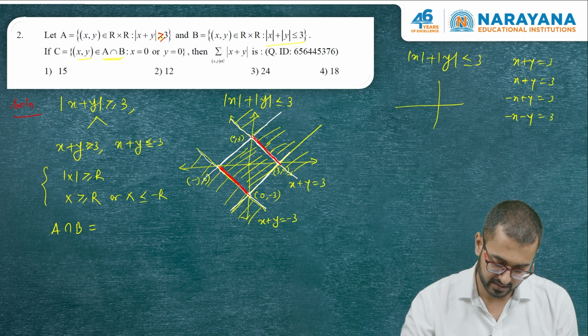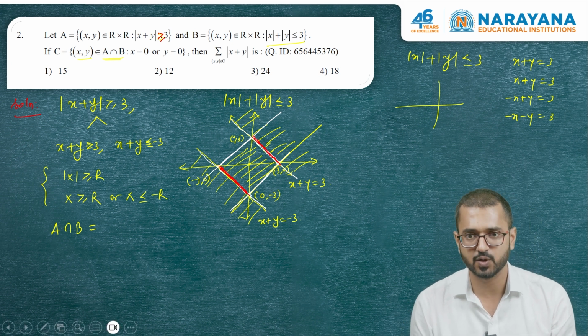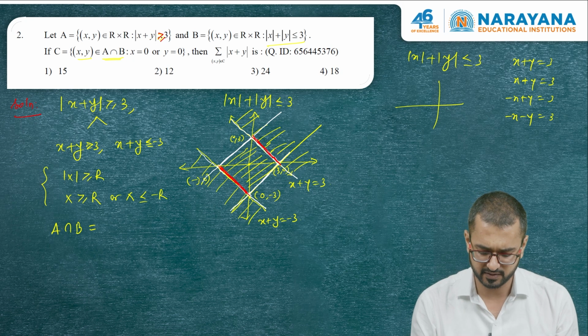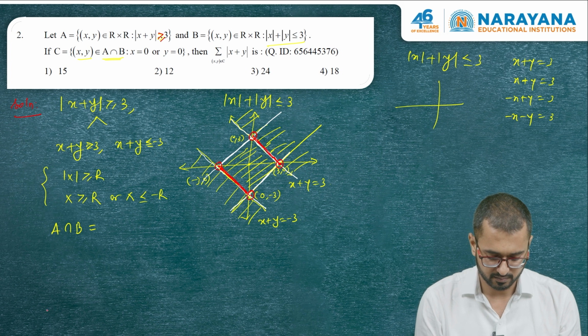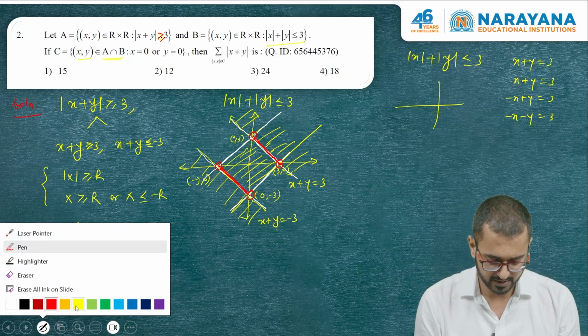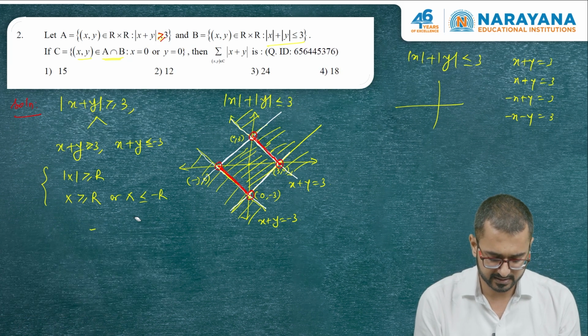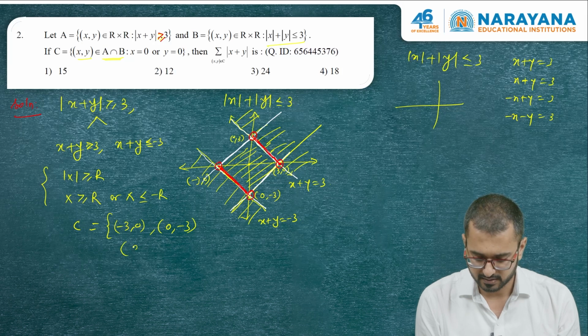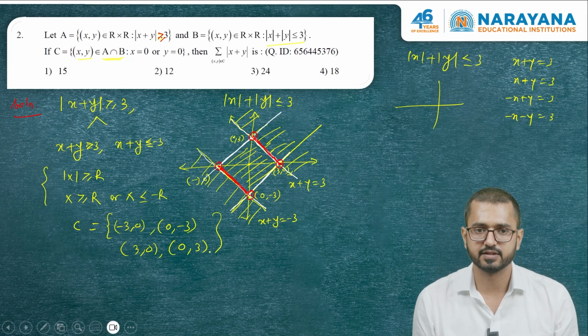But now what do they want in the intersection? They want x must be 0 or y must be 0. For that we have to include only the endpoints, this one, this one, this one, and this one. So my set C is now simply the points minus 3 comma 0, 0 comma minus 3, 3 comma 0, and 0 comma 3. This is my set C.